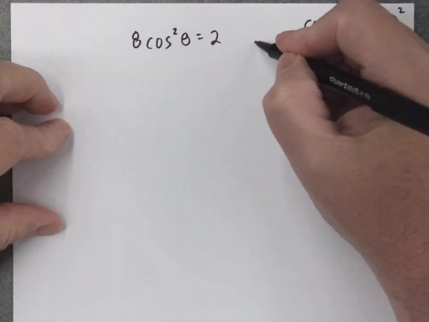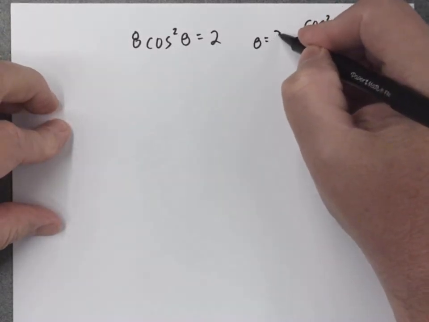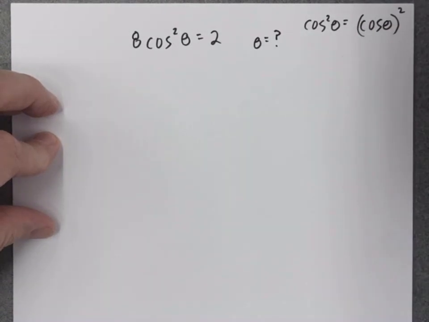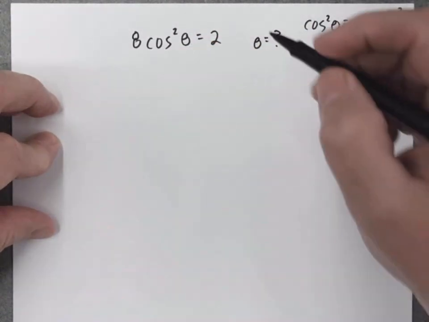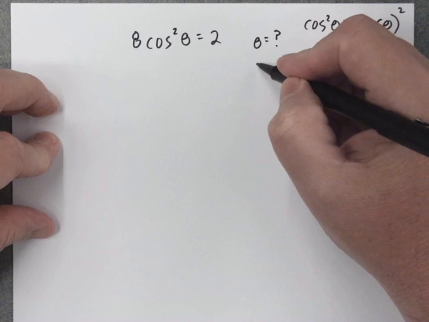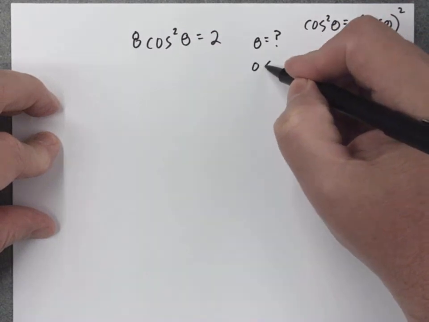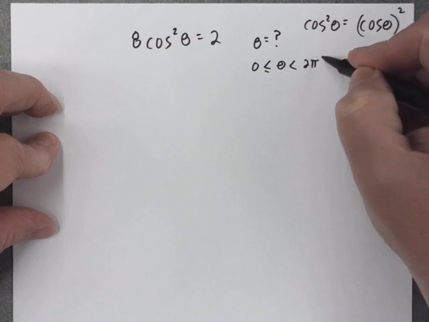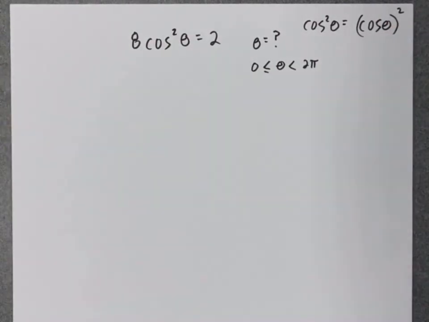So the goal here is, once again, the solution is going to be, what are the angles for theta that make this equation true? And we're looking for specific solutions. So we're looking for all the solutions between 0 and 2 pi.